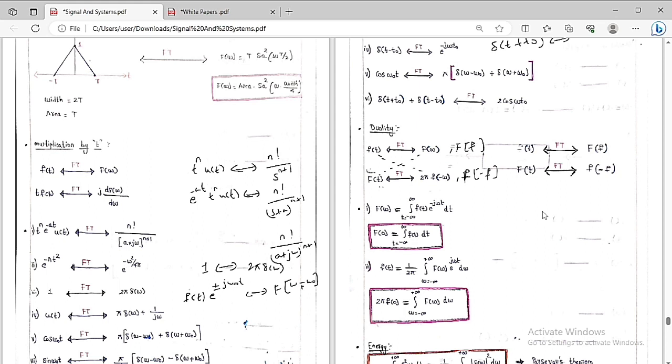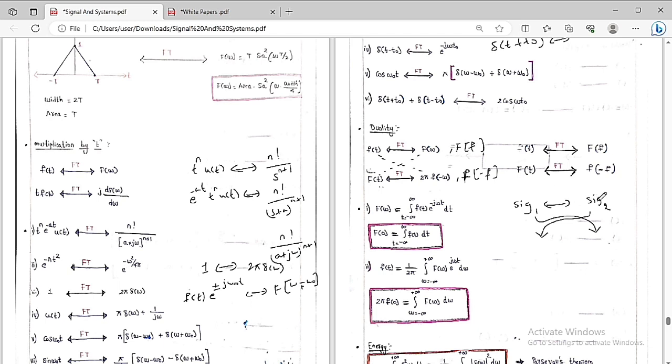So what is the meaning of this one? Suppose some signal has some Fourier transform, another signal. Signal 1 has signal 2 as its Fourier transform. If the same signal appears in the time domain, then it is going to appear in the frequency domain with some scaling factor. Here capital F of omega becomes 2 pi into f of minus omega, and capital F of f becomes small f of minus f.